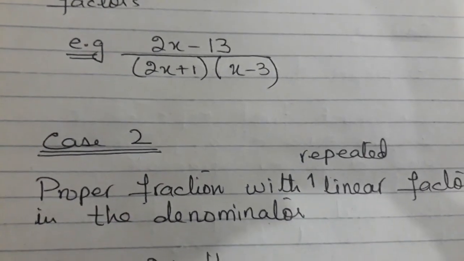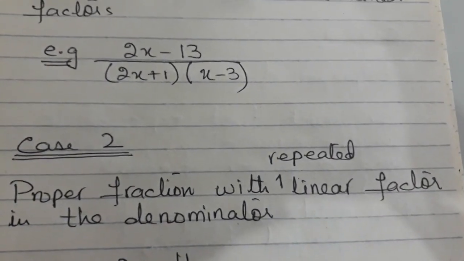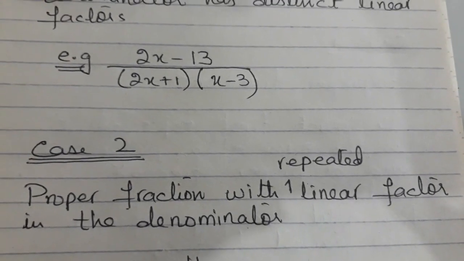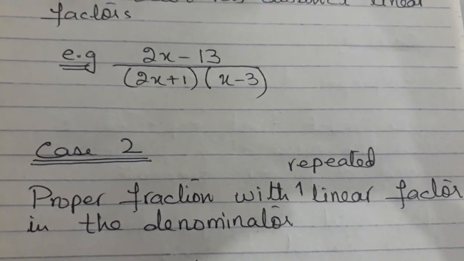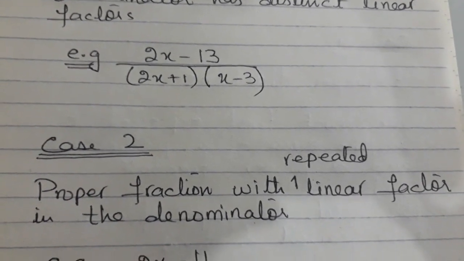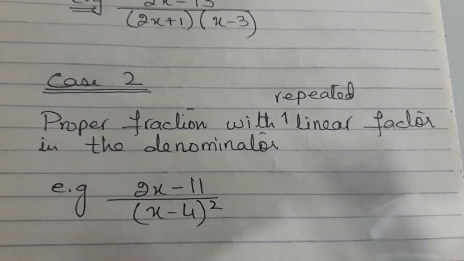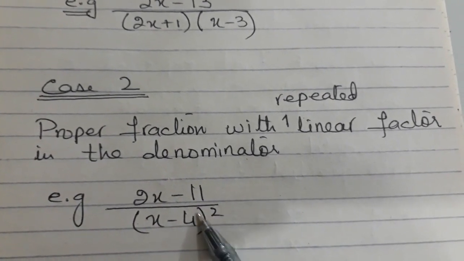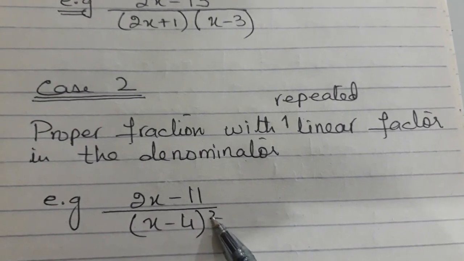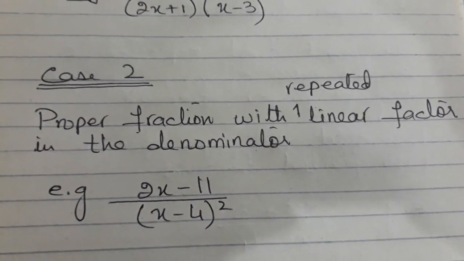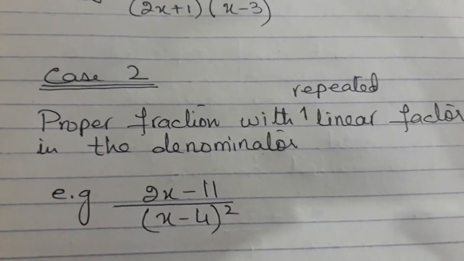Now what is case number 2? Case number 2 is a repeated linear factor. Again I am telling you, we decide by seeing the denominator, what the types of factors in the denominator are. Let's see this example: 2x minus 11 over x minus 4 whole square. When you have a linear function and there is a power on the function, it is called a repeated case. We will see this also later on.